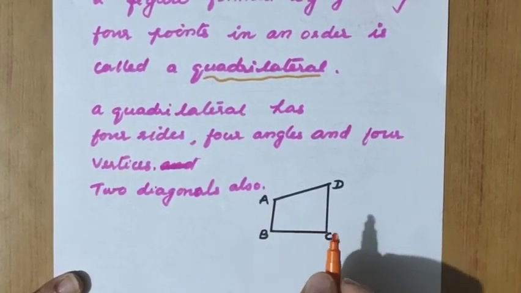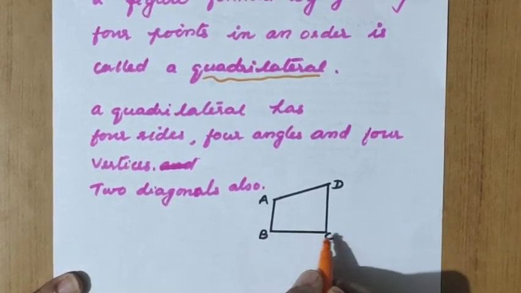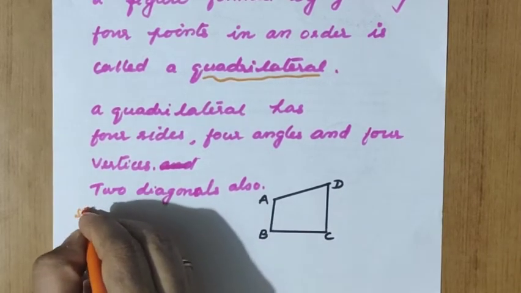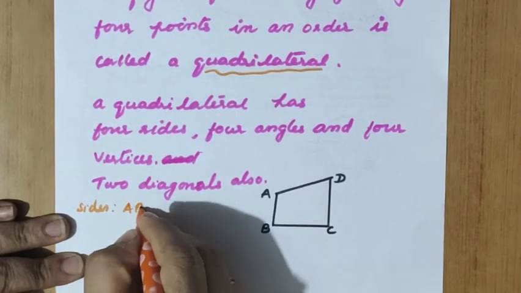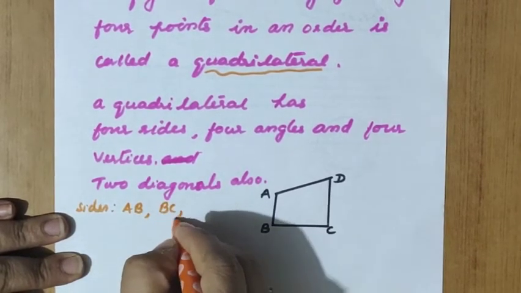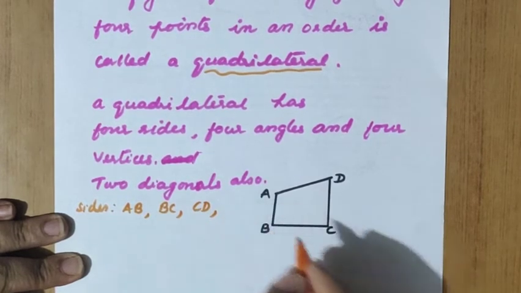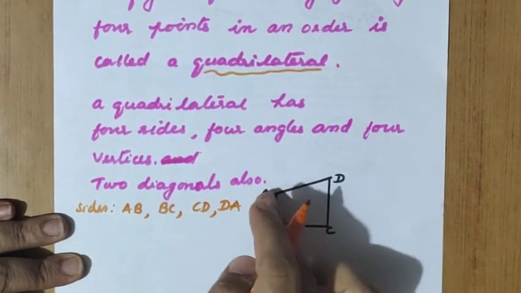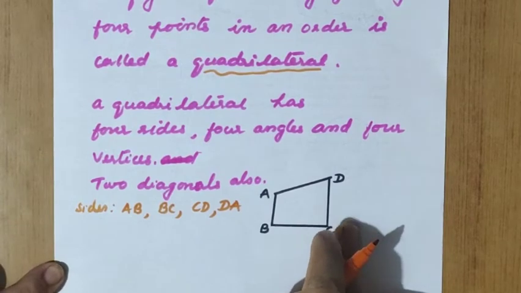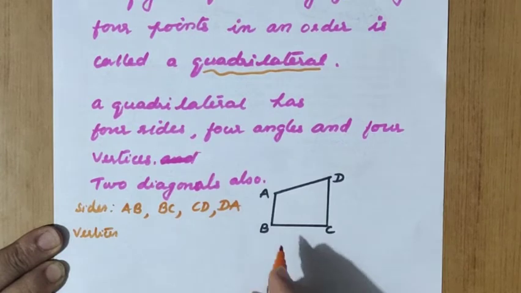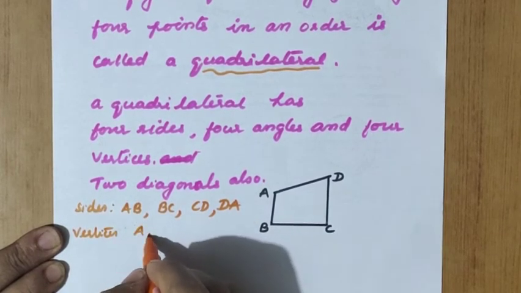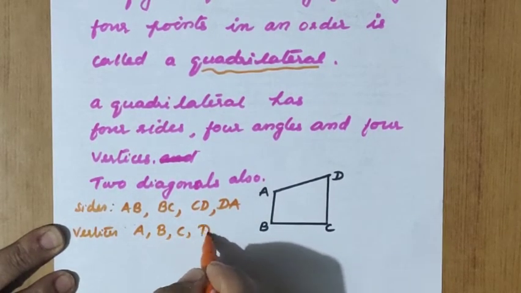Let us take this diagram, A, B, C, D. So how many sides are we getting? Sides means AB, BC, CD and DA. I'll write here: sides are AB, BC, CD, DA. In an order means we have to keep either clockwise or anti-clockwise. Now we are taking vertices: all the points A, B, C, D.